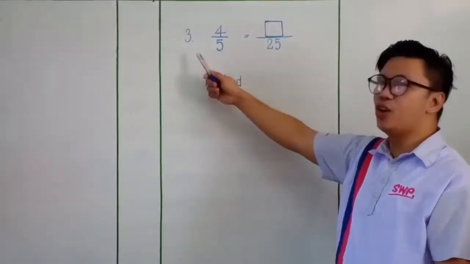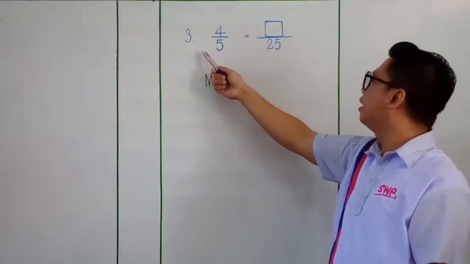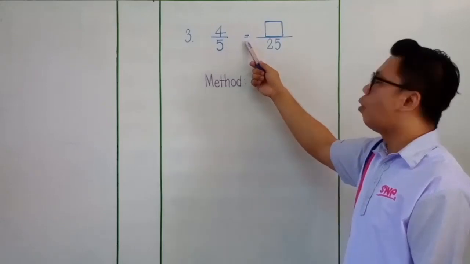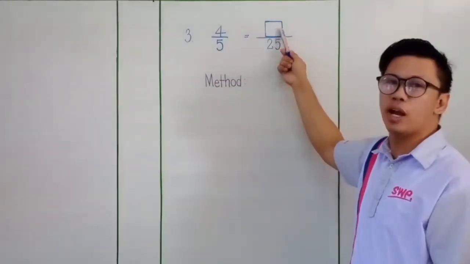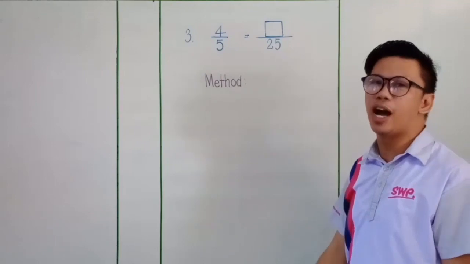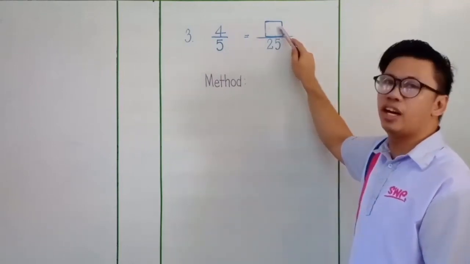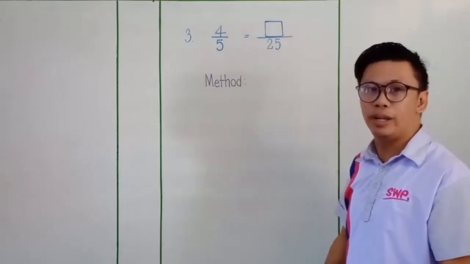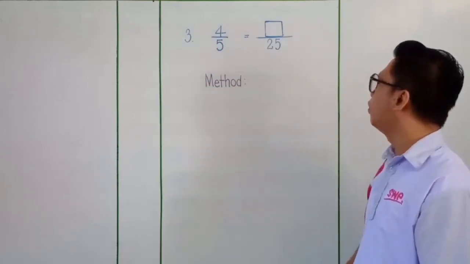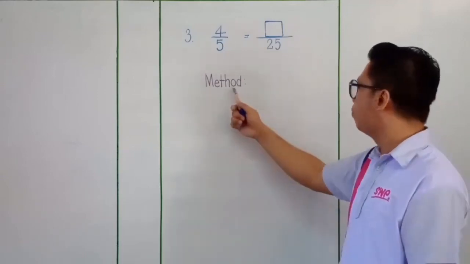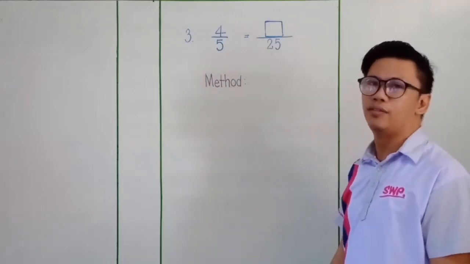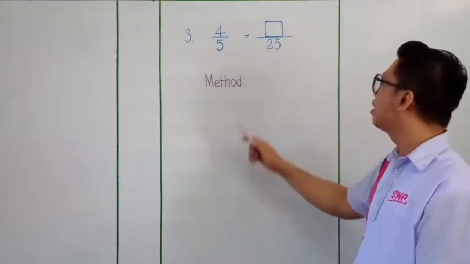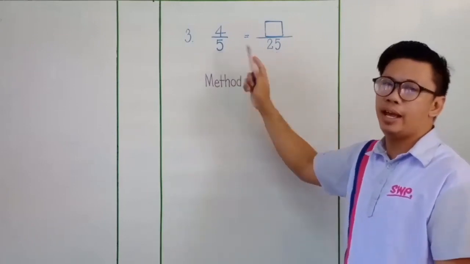Okay, let's go to exercise number 3. We have 4 over 5 equals blank space or the square box over 25. So we will find the answer on the box, to have an equivalent fraction. So what will we do first, or what method will we do first? Very good. We will divide the denominator, which is 25, by 5.